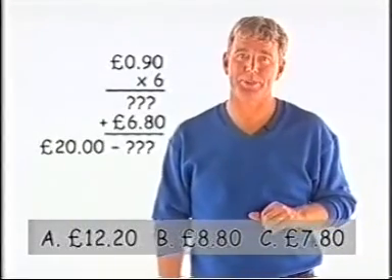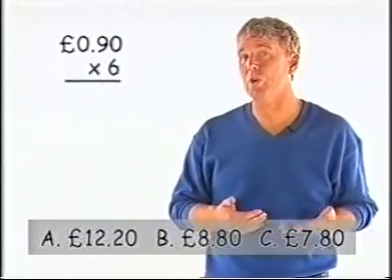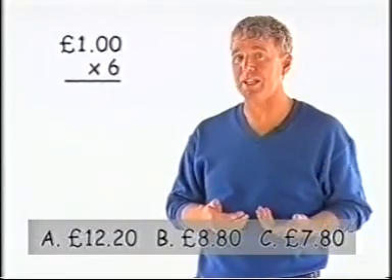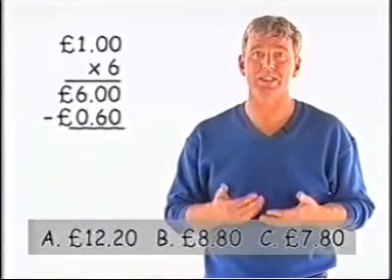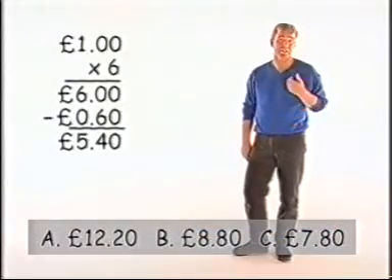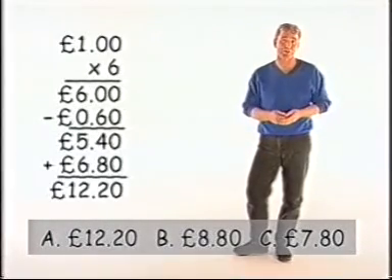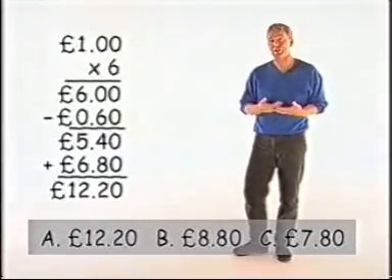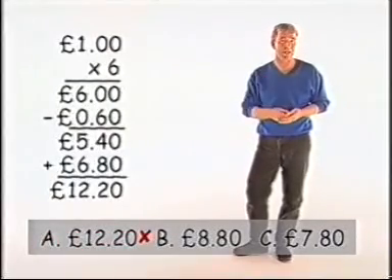Let's do the maths. Tennis balls first. 6 times 90p. Well, if we call it 6 times £1, that's £6. Then take off 6 times 10p, 60p, to give £5.40. Add the cost of the basketball, which is £6.80, and you get £12.20. So we've spent £12.20, which is answer A, but that's not the right answer.